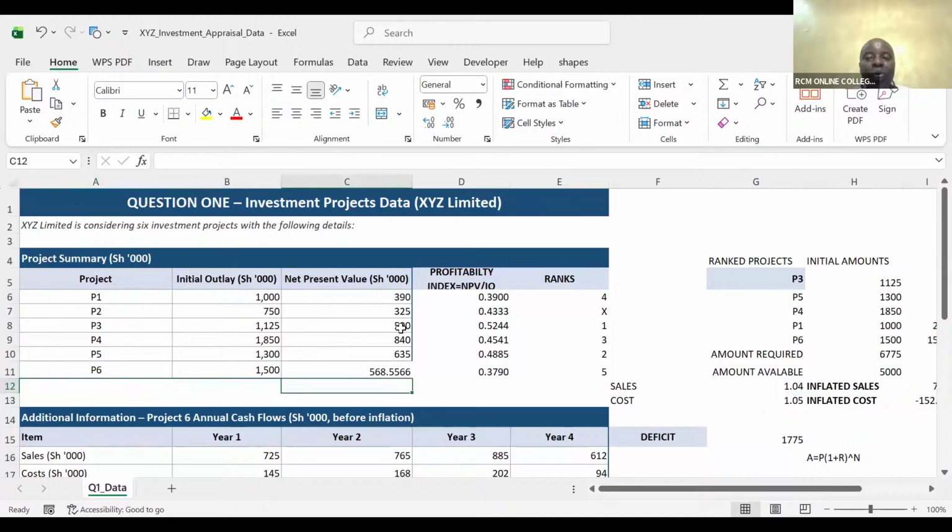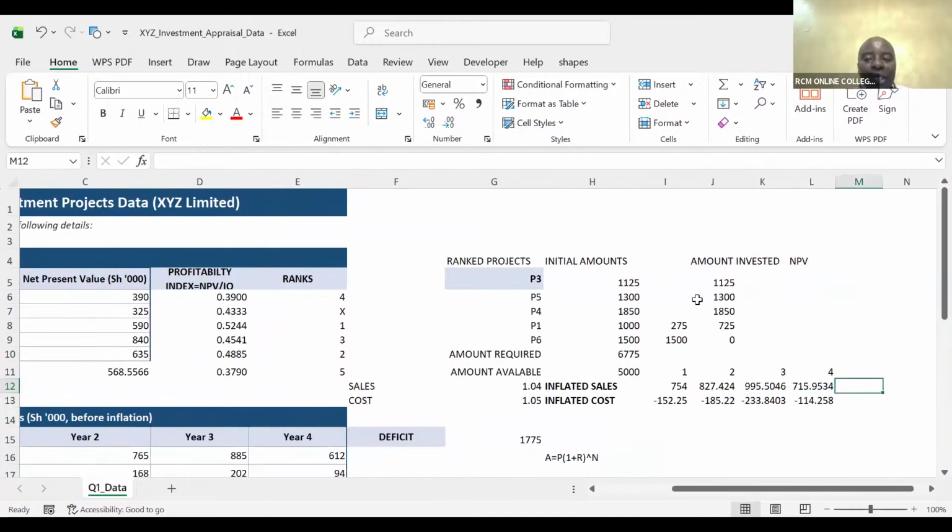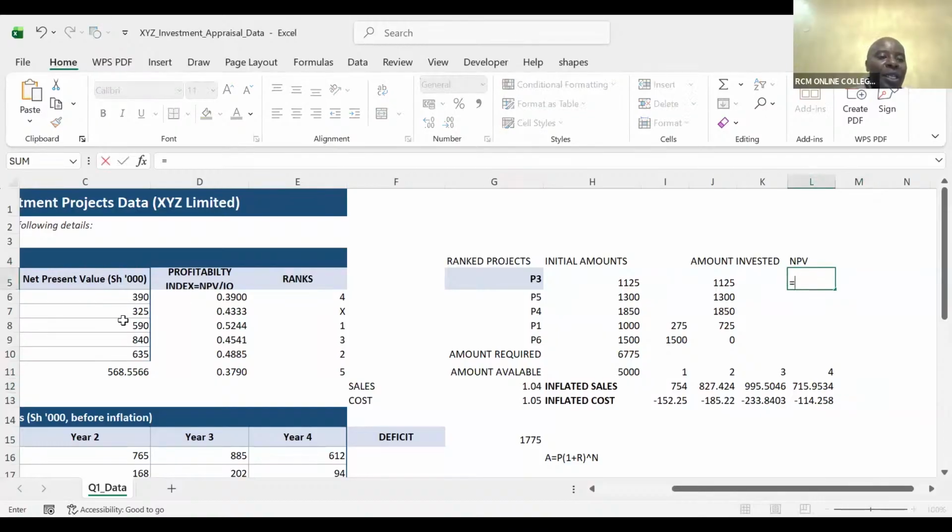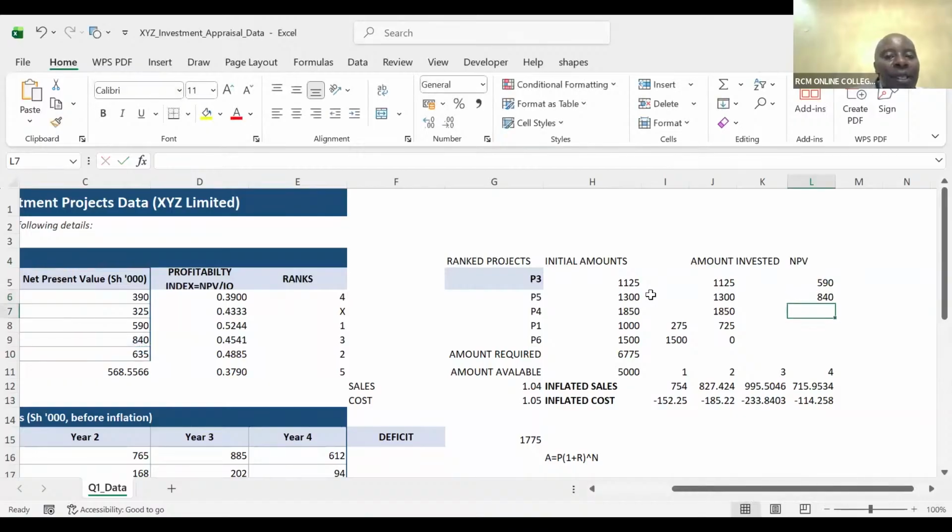So when it comes, ladies and gentlemen, to project number 3, NPV, I will simply come and say equals, and I'm going to pick project 3, the 590, the way it is there. That one, I'm enjoying it in full. The same case with project 5. This project 5, I'll say equals, pick the NPV of project 5 the way it is. Because you can see, I've not snatched any coin out of project 5. Exactly like that. The same case with P4. P4, I'm going to say equals, I pick this, is it 590? P4.